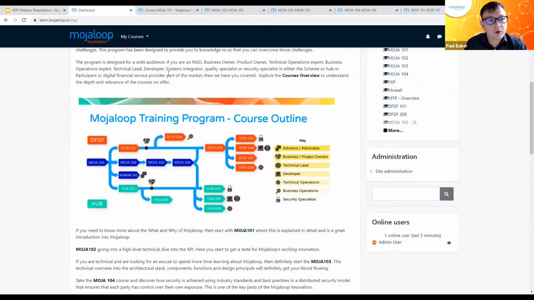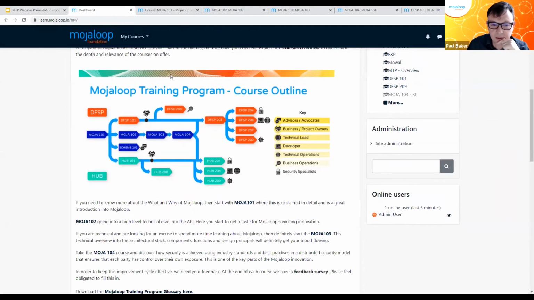So this is the dashboard of the learn.mojaloop.io site. And here we can see all the different courses. I would like to just emphasize the different audiences for which these courses are set out. So we've designed it so that it makes sense for advisory advocates, business owners, and then down technical, so technical leads, developers, and then we jump into operations, technical operations, business operations, and then even the security specialist. Because as you probably understood up until now, it's really the combination of that whole ecosystem that's really going to make this program work. So we are trying to accommodate everyone here.